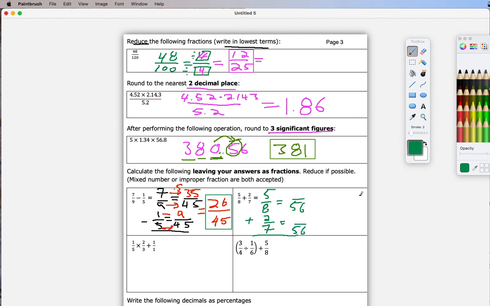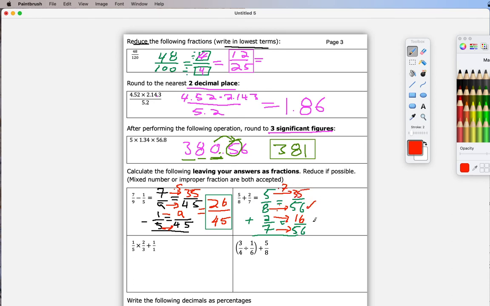Okay. And then how do I get from 7 to 56? Well, I times it by 8, so I need to times this 2 by 8, so I have 16. How do I get from 8 to 56? Well, I times it by 7, so I need to times the top by 7. So 7 times 5 is 35.